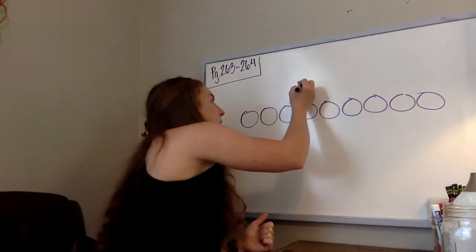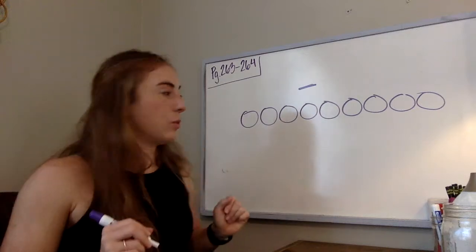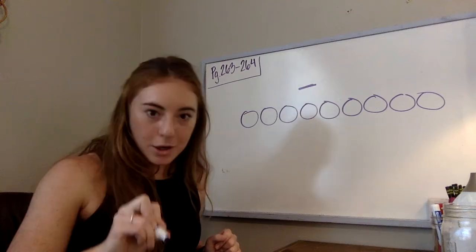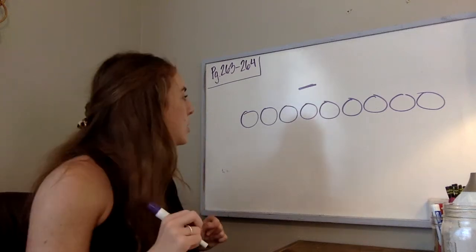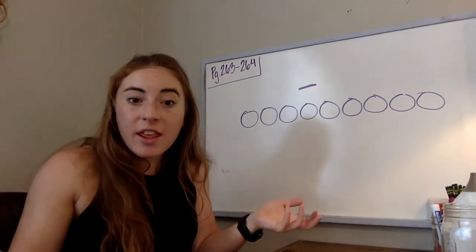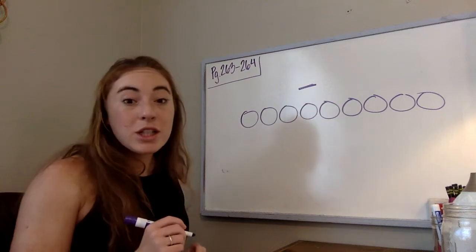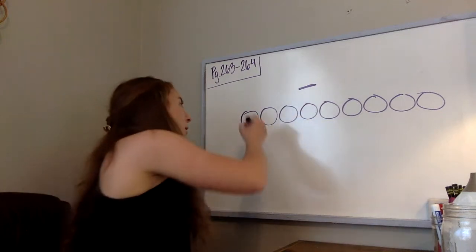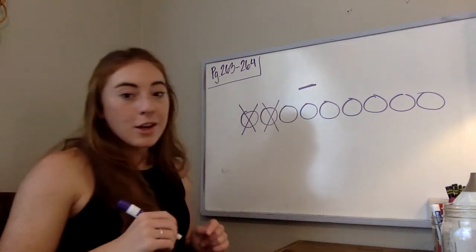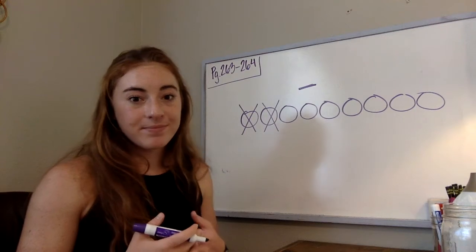Subtraction, right. And what do we do to our pictures when we have a subtraction problem? We cross them out. So how many are we going to cross out? Well, how many cookies did Jonathan give away? 2. He gave away 2 cookies. So let's cross 2 out. 1, 2. So now, how many cookies does Jonathan have left?